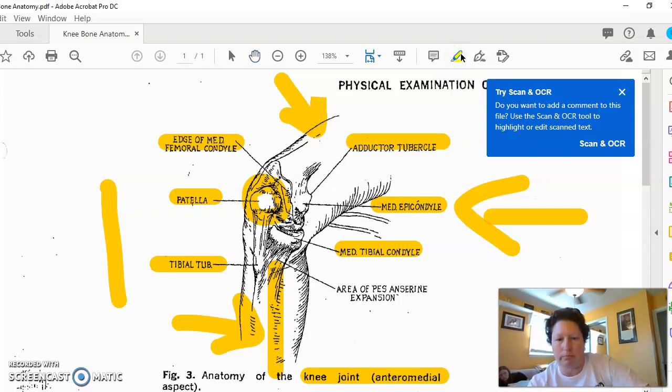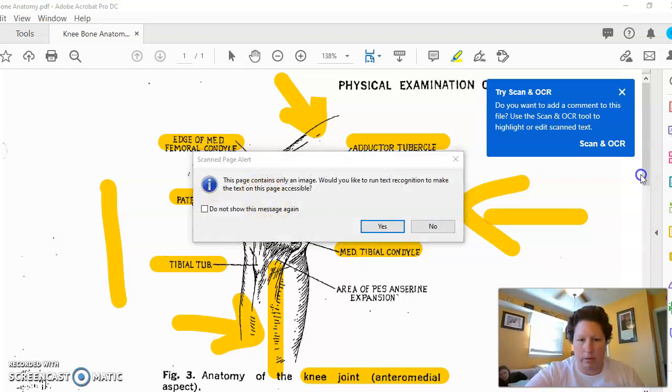All right, move the picture a little bit, maybe.